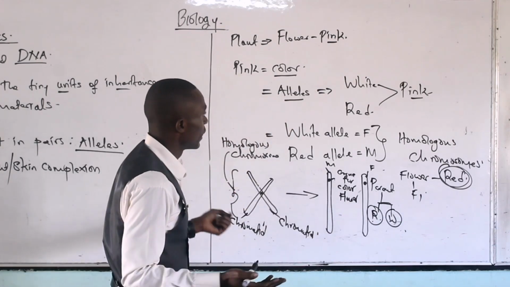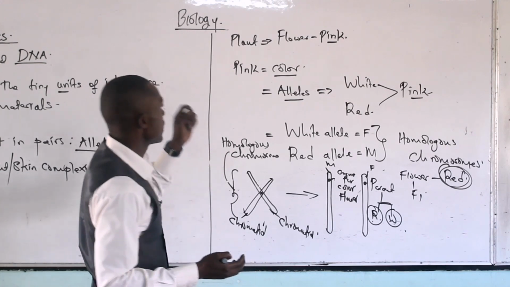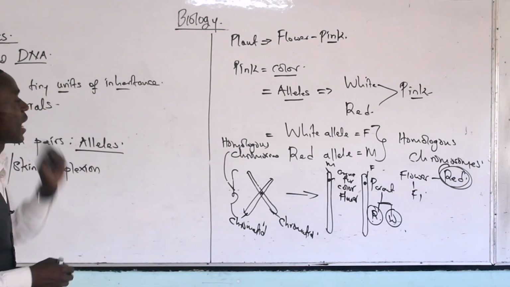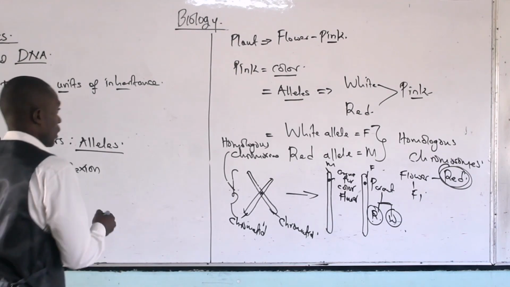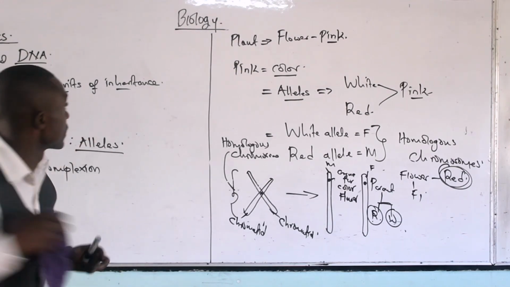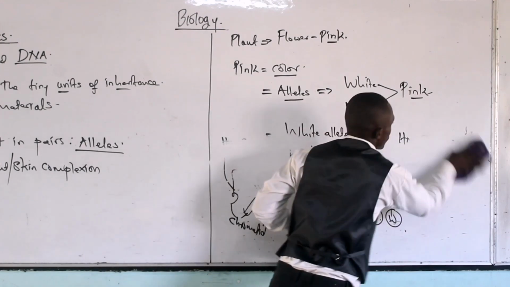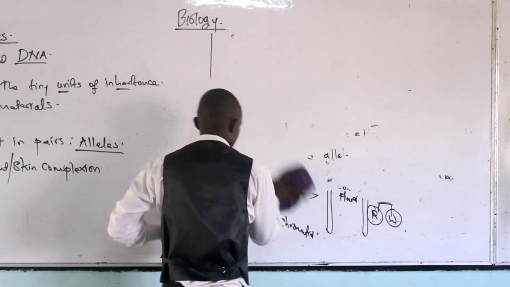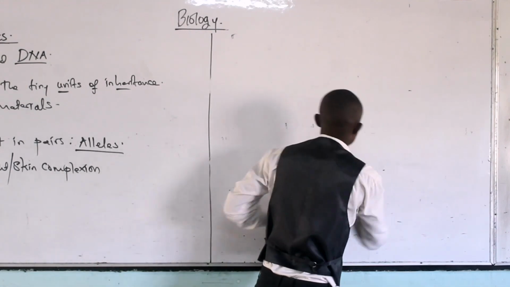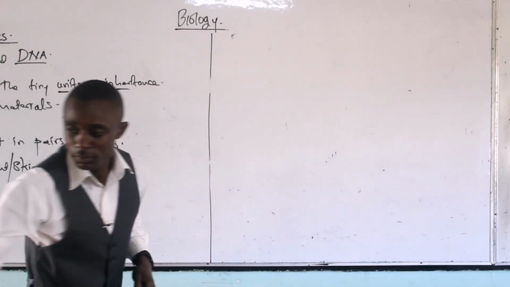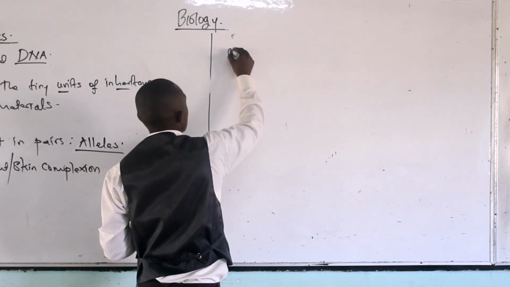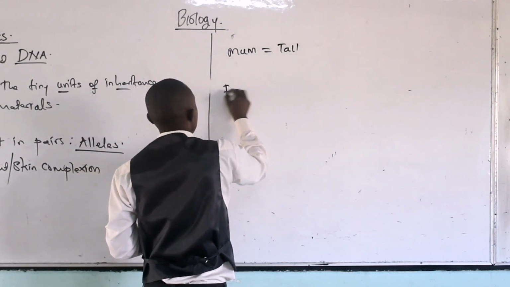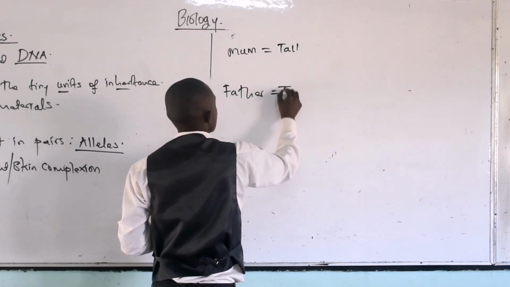So in other words, what do we mean? That a single characteristic is determined by a pair of genes, which we call alleles. Let's take another example, now when we talk about human beings. Let me use the simplest example to help you understand this concept. Let's say your mom is tall. Your father is taller.